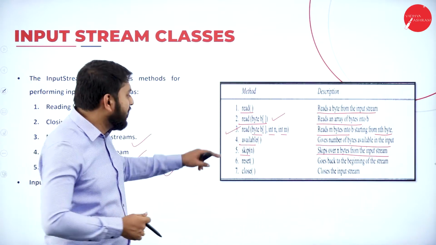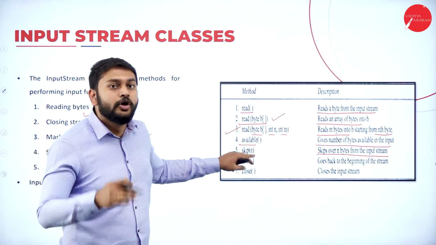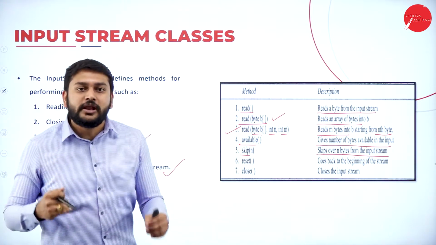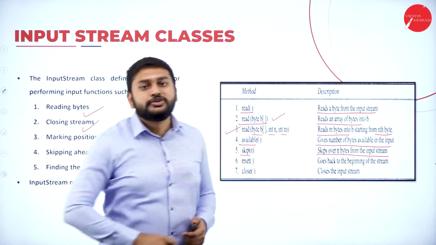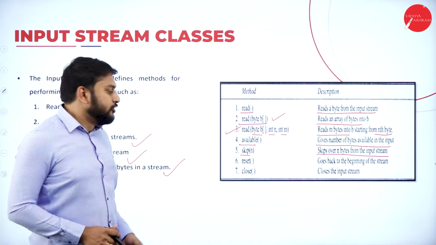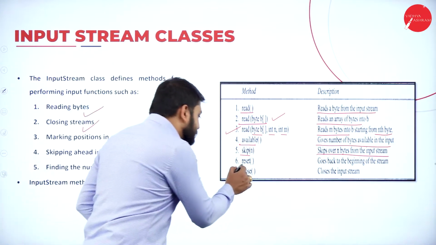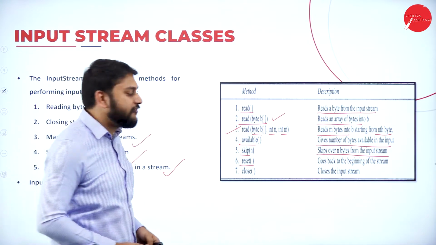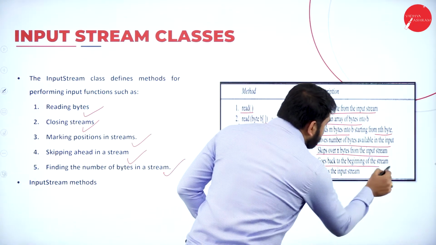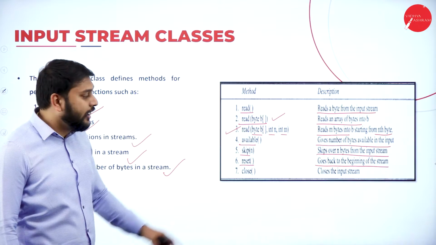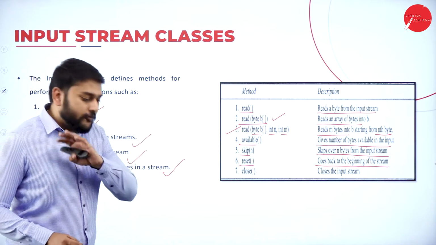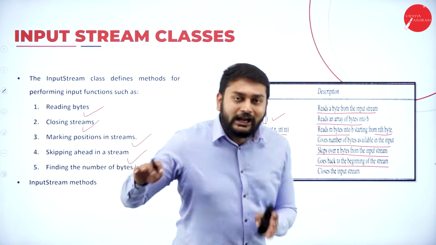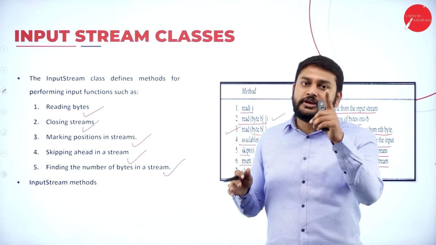Say, for example, I have given n as a parameter. So it skips that many number of bits in the stream is what you need to remember. So fine, moving forward, I have reset. Please listen carefully. It goes back to the beginning of the stream. If I use the reset method, it will go back to the beginning of the stream is what you need to remember.